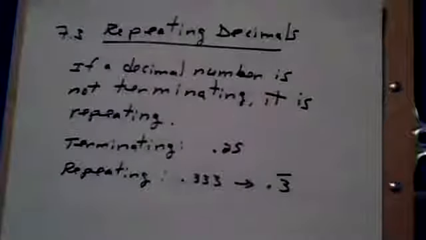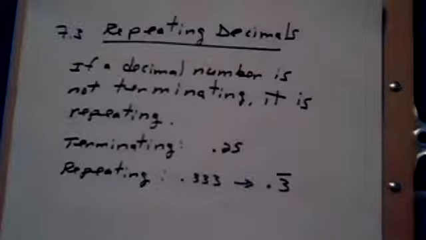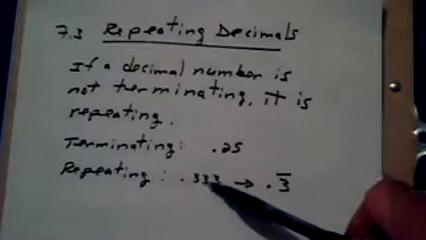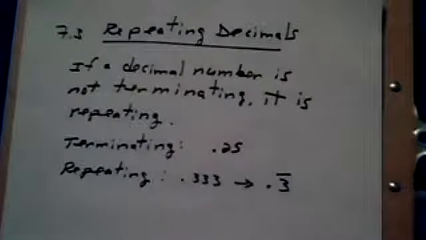Repeating decimals. If a decimal number is not terminating, it is repeating. It's one or the other. Here's an example of terminating, 0.25. An example of repeating, 0.3333. Now, that little bar that you see here tells the reader that these threes should go on and on and on forever to infinity.